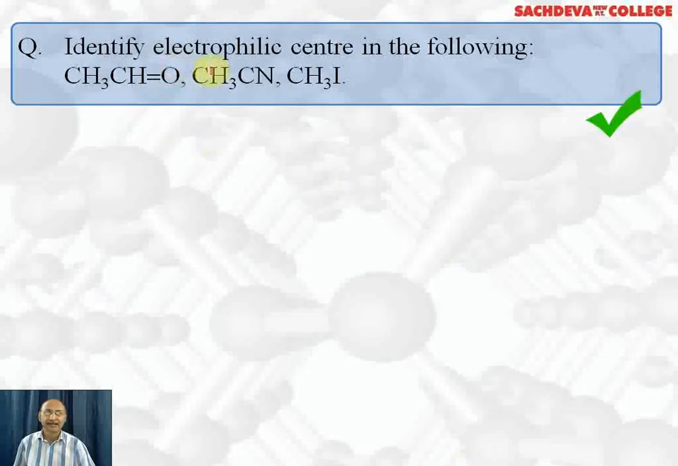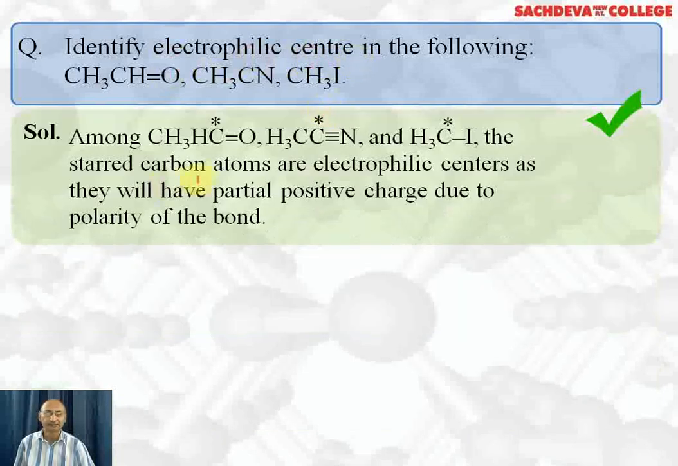Next, we are taking: identify the electrophilic center in the following compounds. Now, this is also possible in polar compounds. This is CH3CHO, acetaldehyde, or IUPAC name ethanal. These pi electrons will shift towards oxygen because oxygen is more electronegative. This starred carbon will become positively charged. So this center will have love for electrons. Therefore, this is called the electrophilic center.